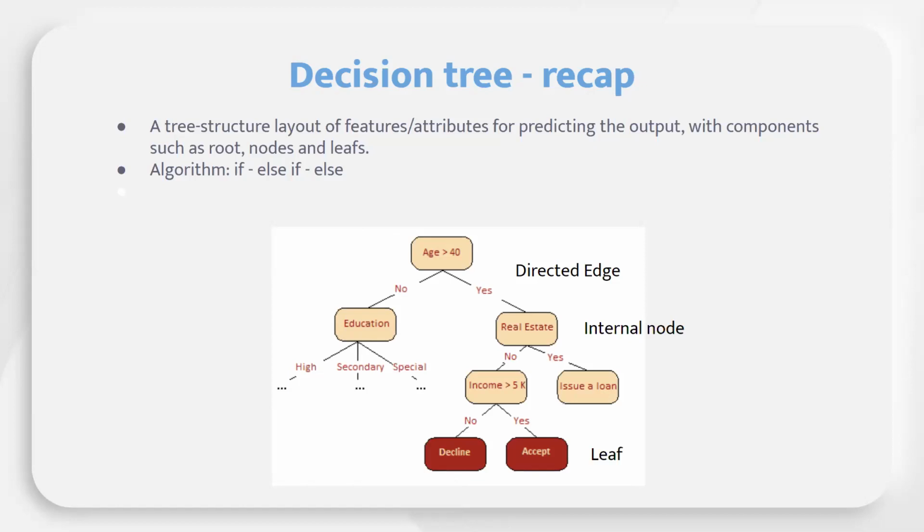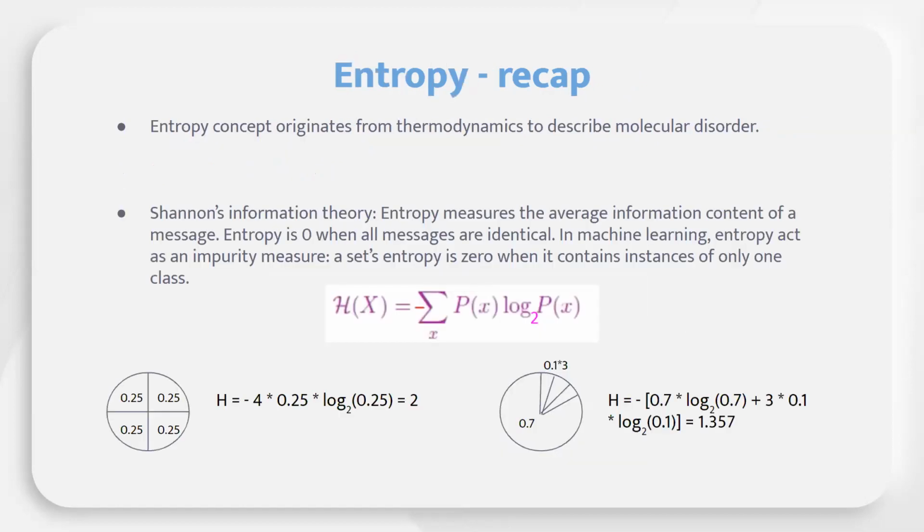So to understand how we quantify or justify whether we are going to split in a tree, I'm going to give you a review of entropy. The entropy concept originates from thermodynamics, and it is used to describe molecular disorder. In information systems, Shannon's information theory gives a concept of entropy that measures the average information content of a message. It defines that the entropy is 0 when all messages are identical. When it is applied in machine learning, entropy acts as an impurity measure.